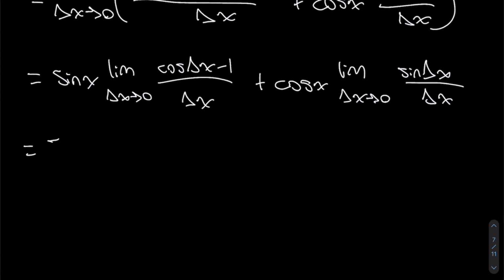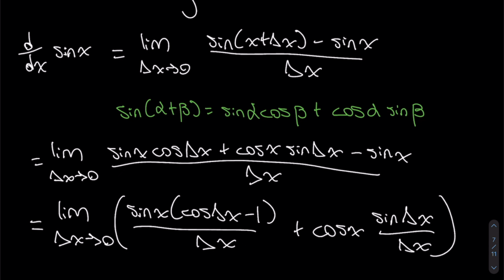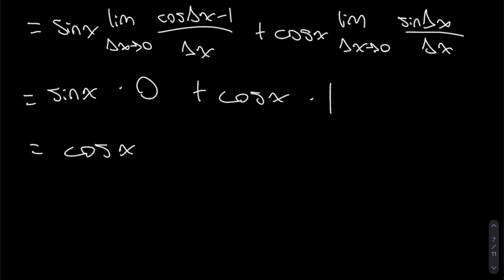And let's plug in what we know. So this limit is 0, so that's times 0, plus cos x. And we know that this limit is 1, so that just becomes cos x. The derivative of sine x is cos x.